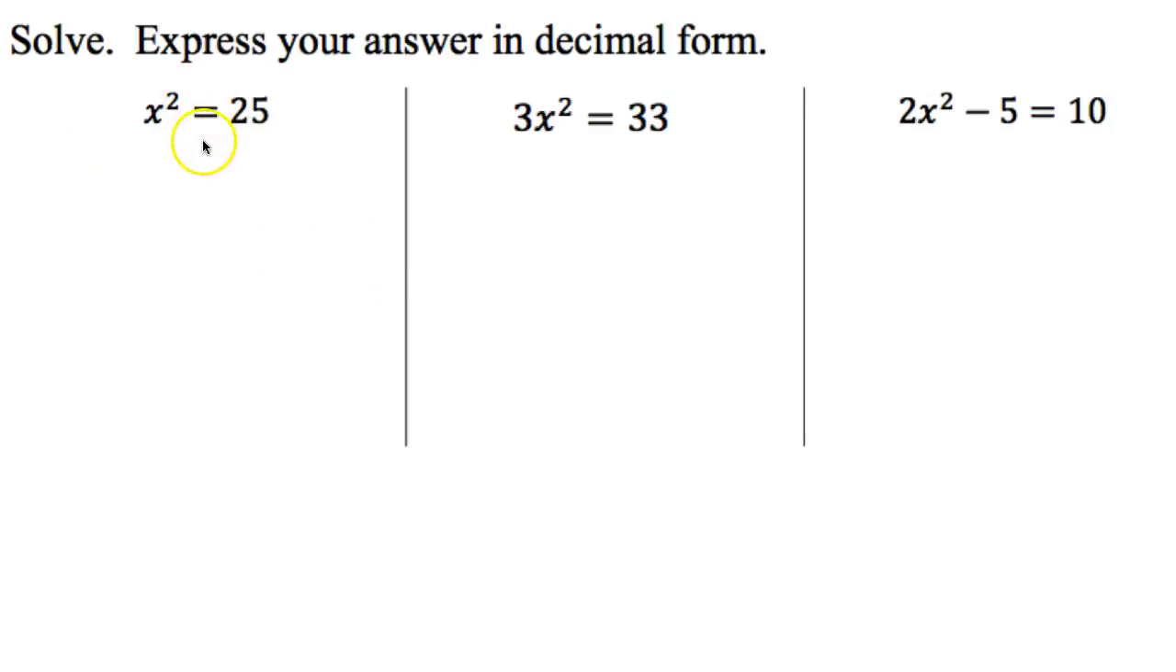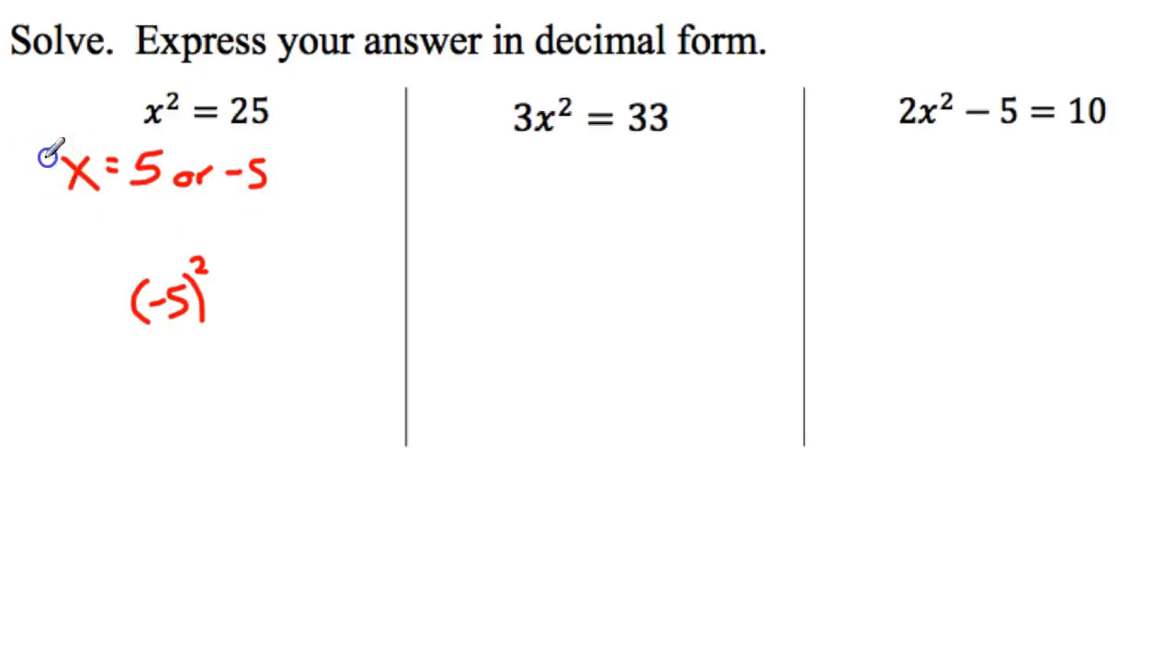X squared equals 25. Well, you might just know this off the top of your head. You might say, well, x equals 5, because 5 times 5 is 25. But be careful. It can also be negative 5. What about negative 5 squared? That also equals 25. So you could write x equals 5 or negative 5.